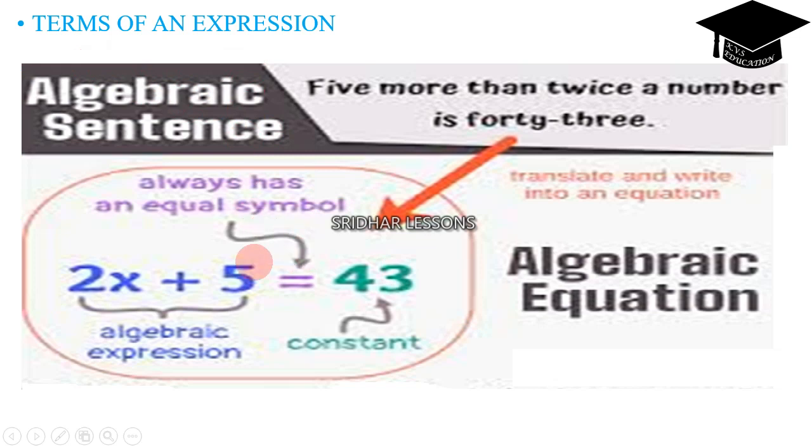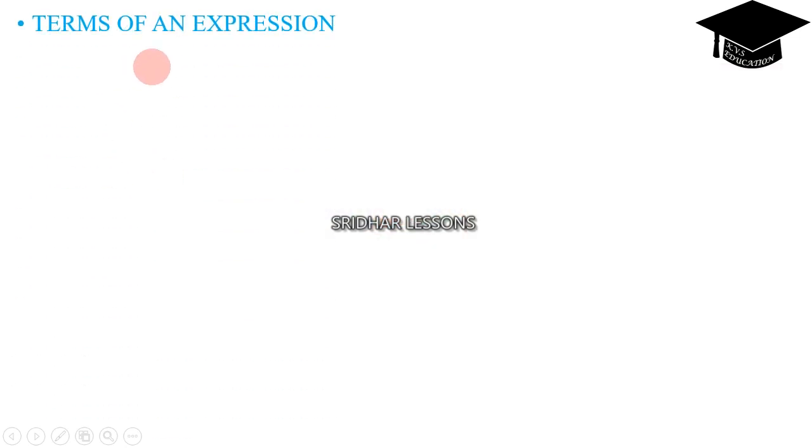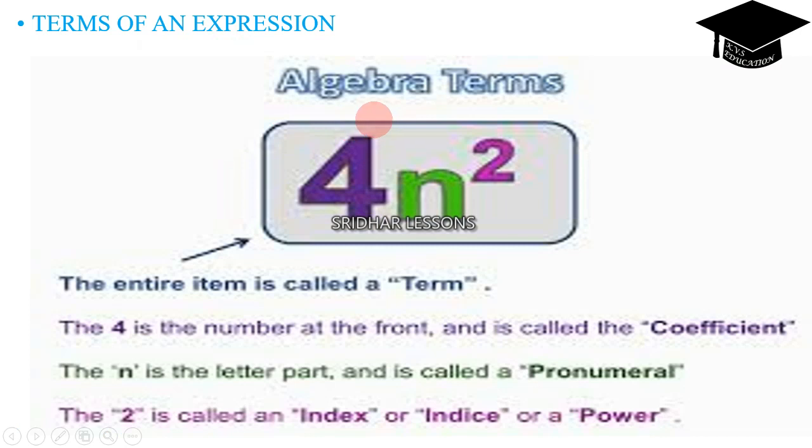These are the terms of an expression. Once again, terms of an expression are 4n square. The entire item is called a term. 4n square is called a term. Here 4 is called the coefficient of n square, and n is called the pronumeral. 2 is called the index or indice, or it is called a power. See this one carefully.